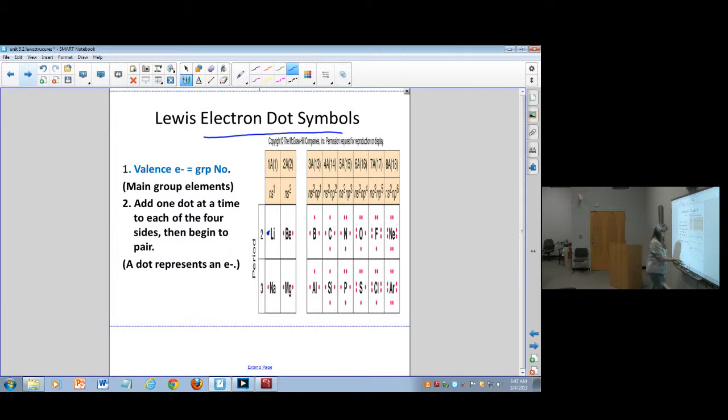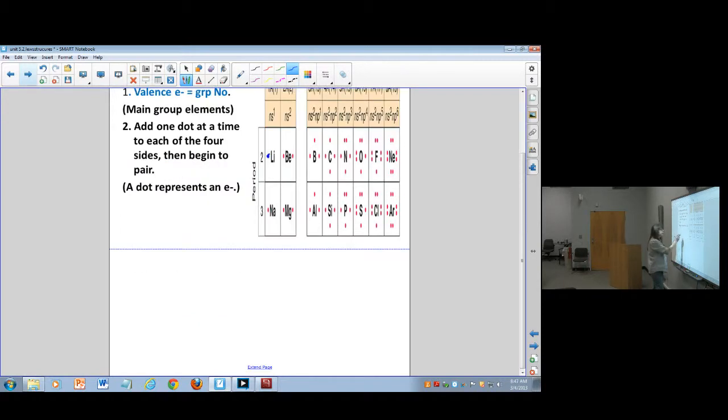Now, I want you to notice the way this is set up. For example, if you begin with lithium, we're thinking only about valence electrons. We don't care about the core or inner electrons in these cases. So we have lithium, we put 1 electron there. Our next one is beryllium. Well, beryllium has 2 electrons. For the Lewis structure, we're going to put 2 electrons on separate sides. It doesn't matter if you do them across from each other or next to each other, but they need to be on a separate side, okay?